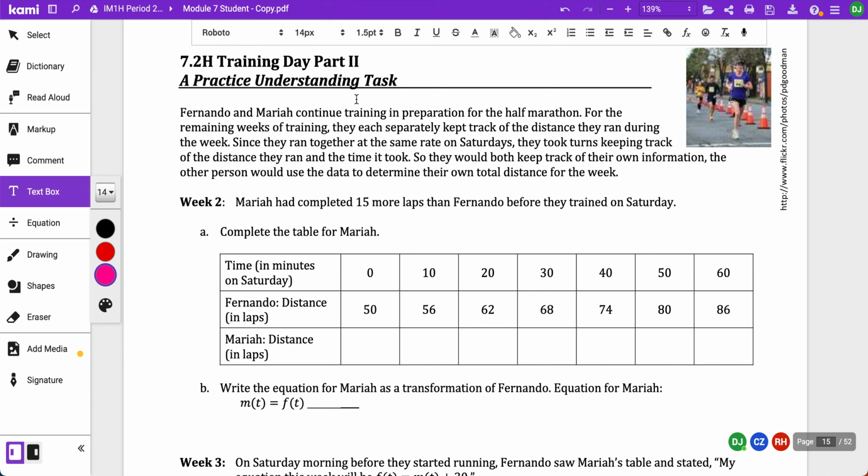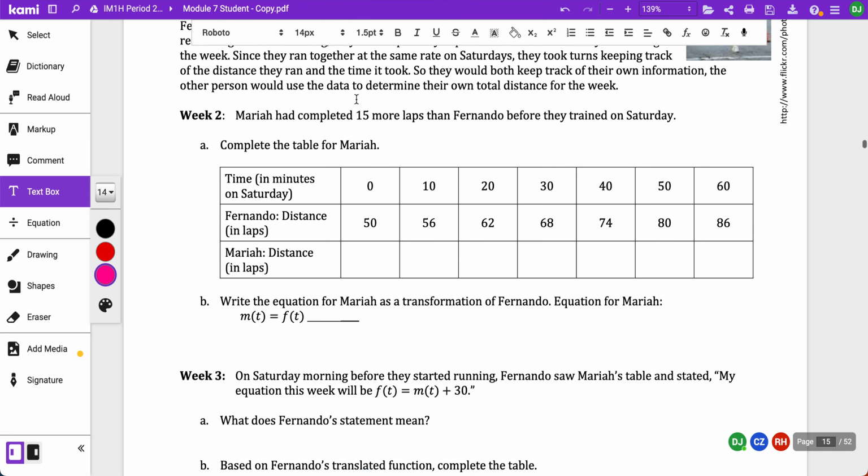So they would both keep track of their own information. The other person would use the data to determine their own total distance for the week. Mariah had completed 15 more laps than Fernando before they trained on Saturday. Complete the table for Mariah. So here we go.